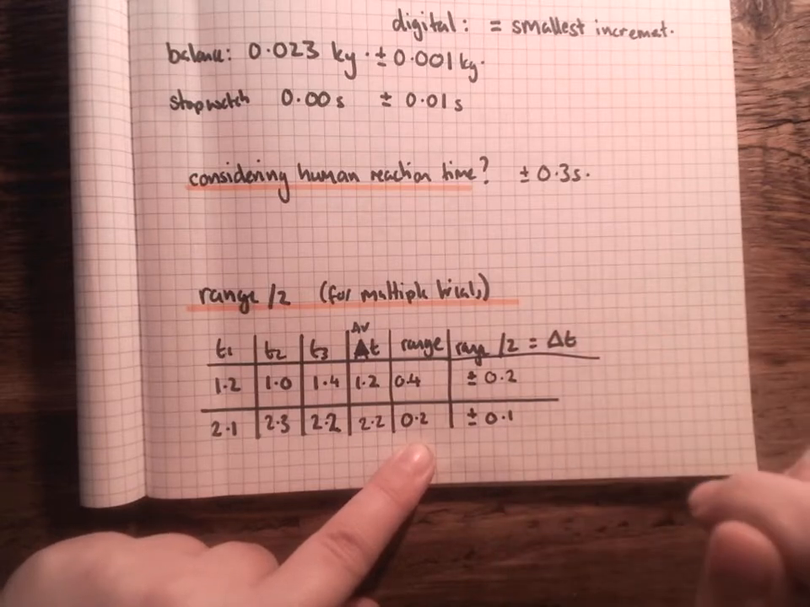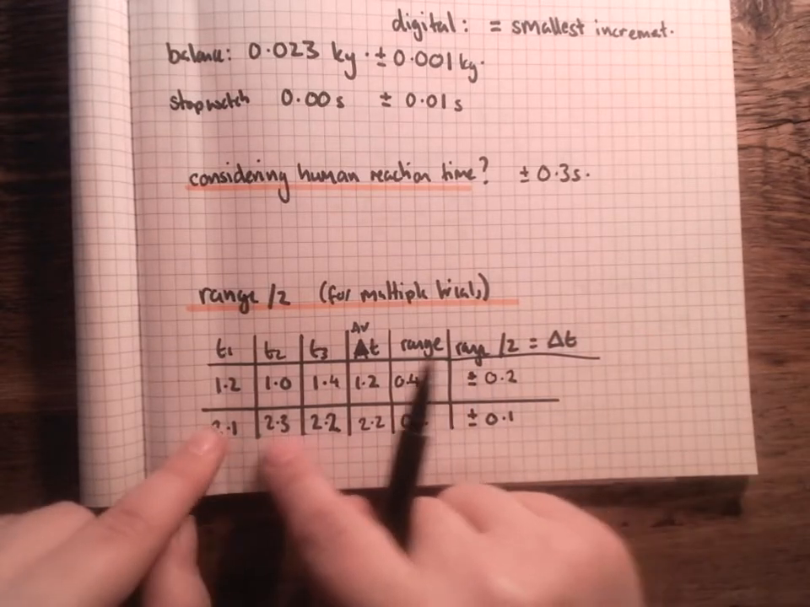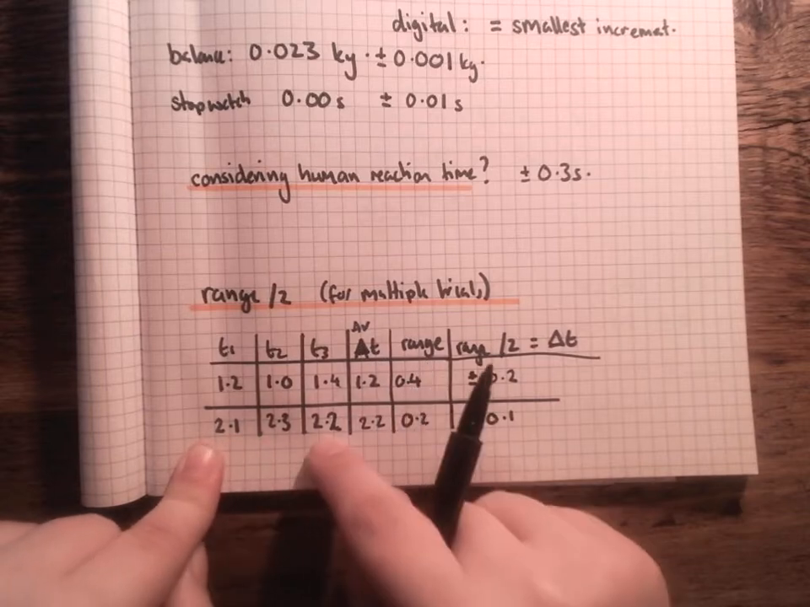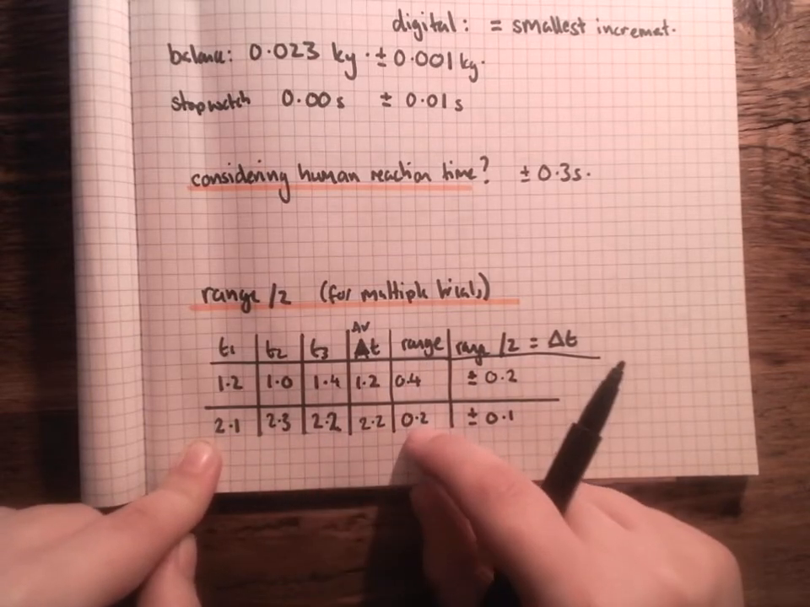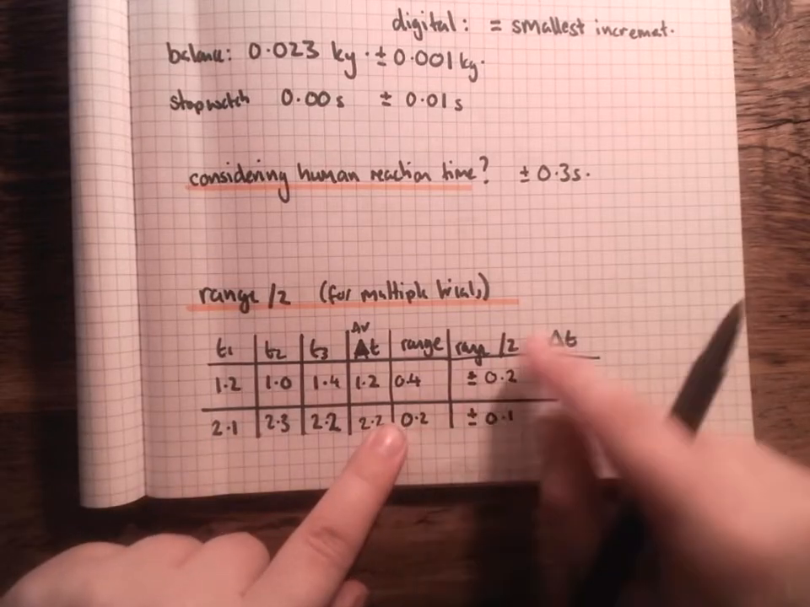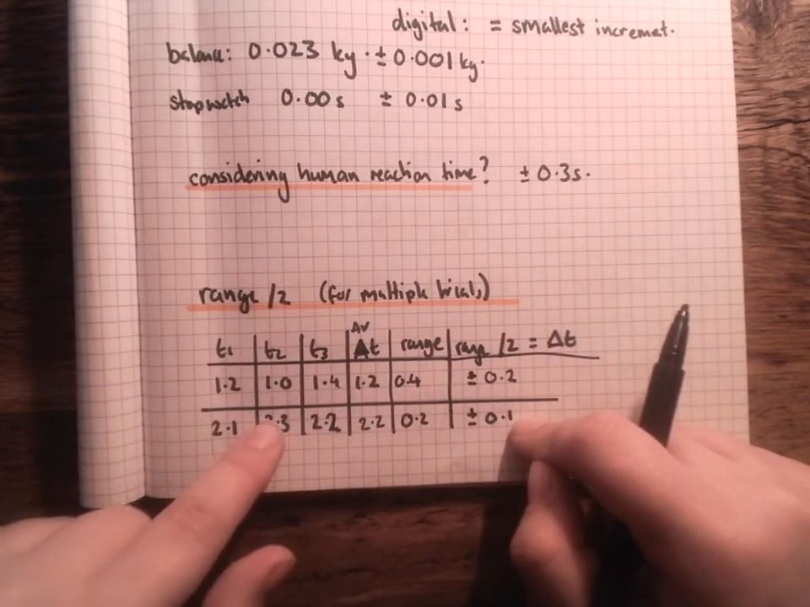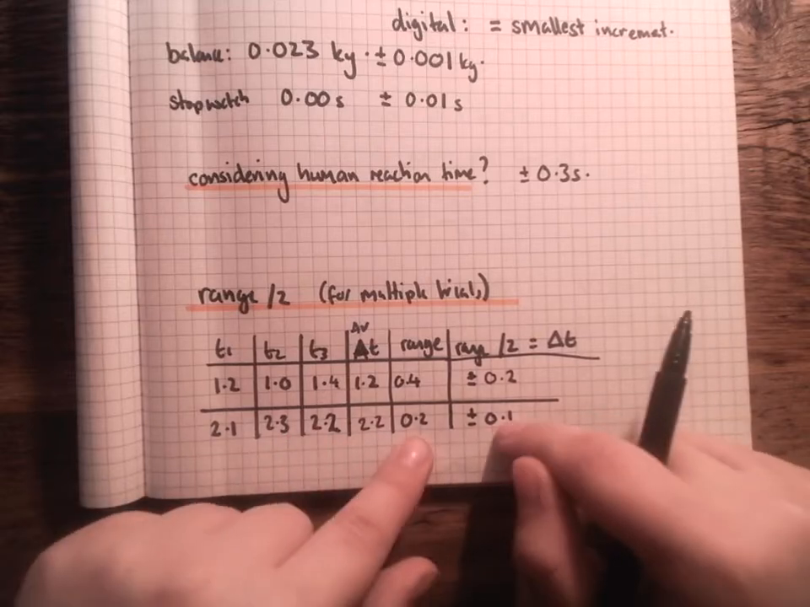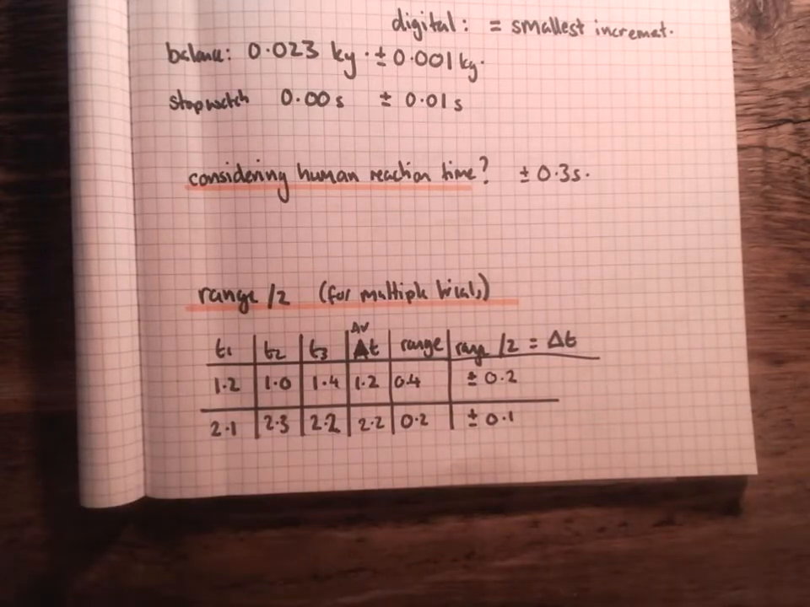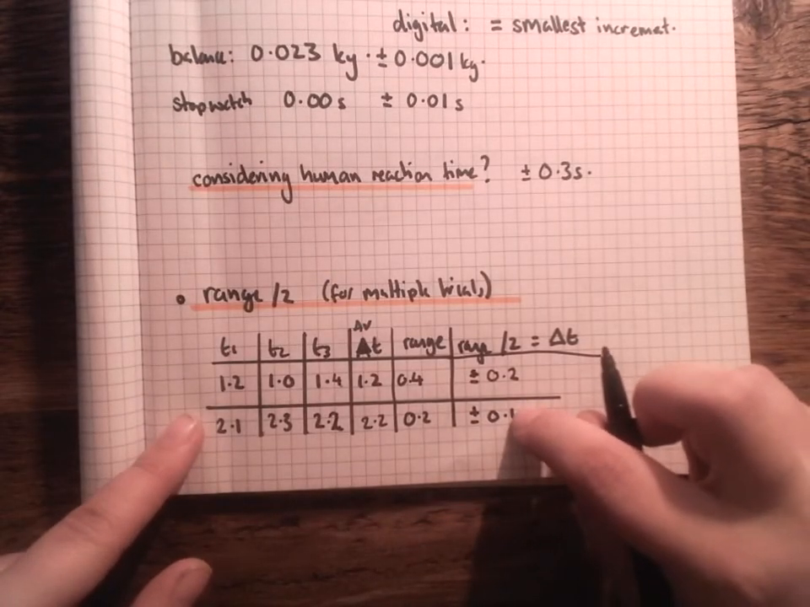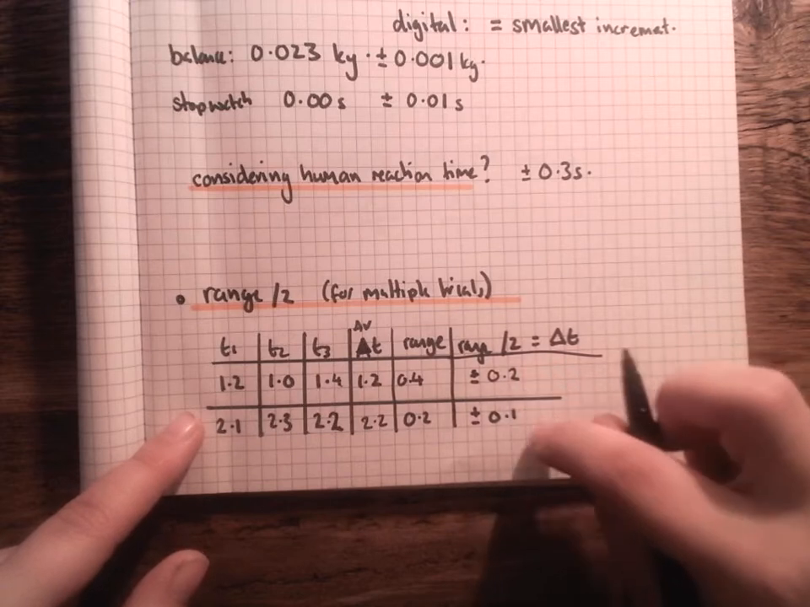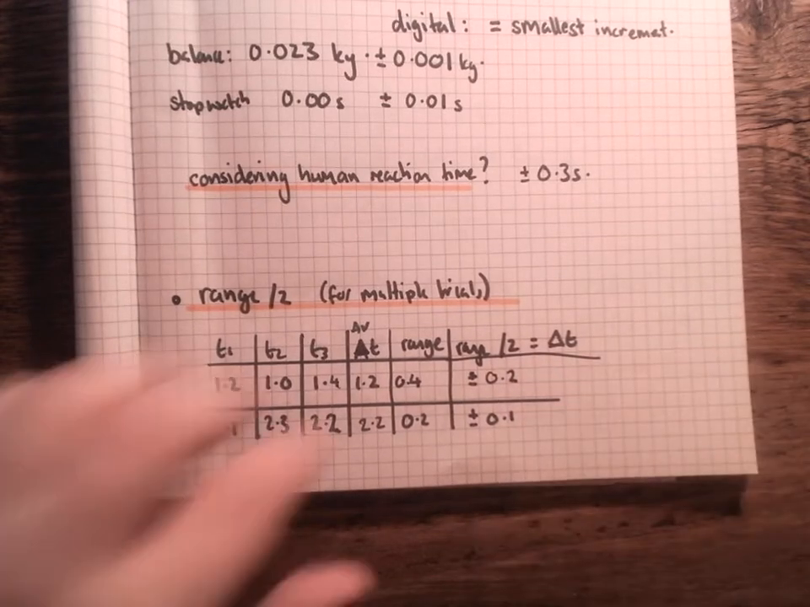Okay, again, looking at this bottom one, 2.1, 2.3, 2.2. So my average is 2.2. The range this time was 0.2. So my range divided by 2 for this, okay, is going to just be 0.1. So that's another way that we can use to calculate uncertainties. Okay, but again, with this one, let's say this was coming out to be 0.1, but my equipment uncertainty was actually 0.2, I still would use 0.2 there.